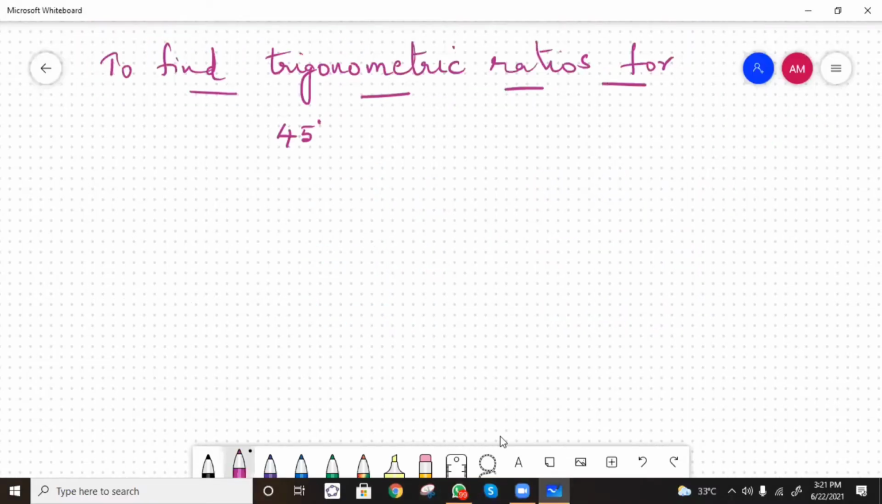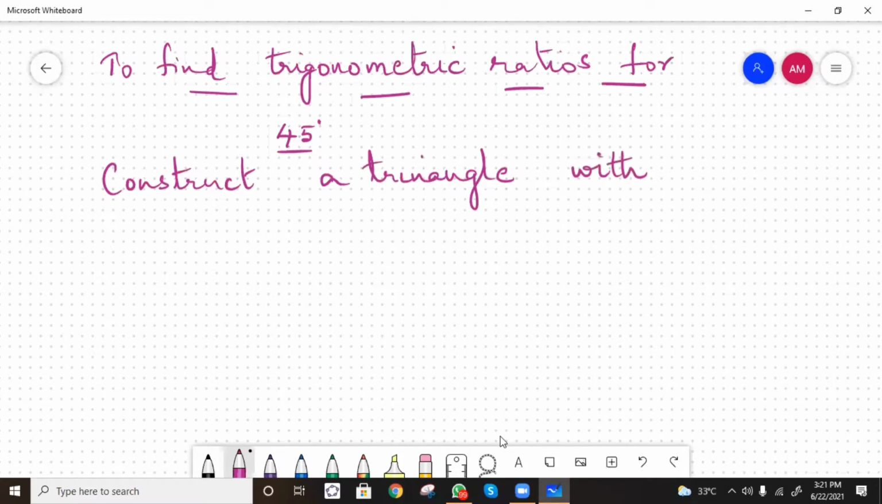Find trigonometric ratios for 45 degrees. That means we have to construct a triangle. So construct a right angle triangle with one angle as 45 degrees.